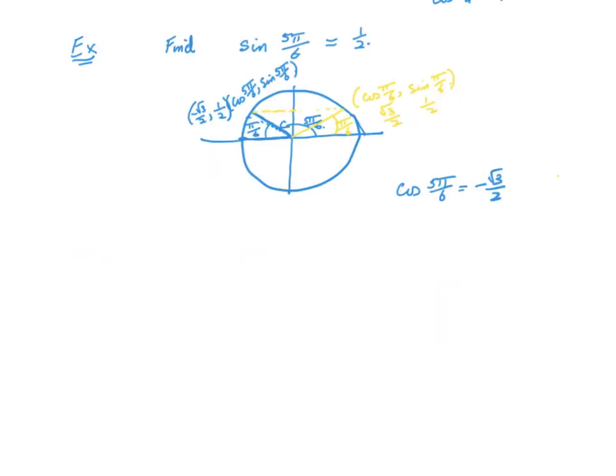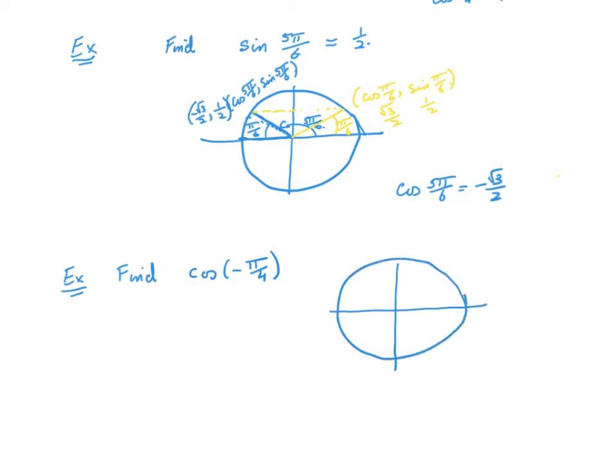Let's try to do this for a negative angle. Let's find cosine of negative pi over 4. Well, what I mean by negative pi over 4 is the angle I would get if I were to drag that positive part of the horizontal axis in a clockwise direction for pi over 4 radians. So this is the angle minus pi over 4.